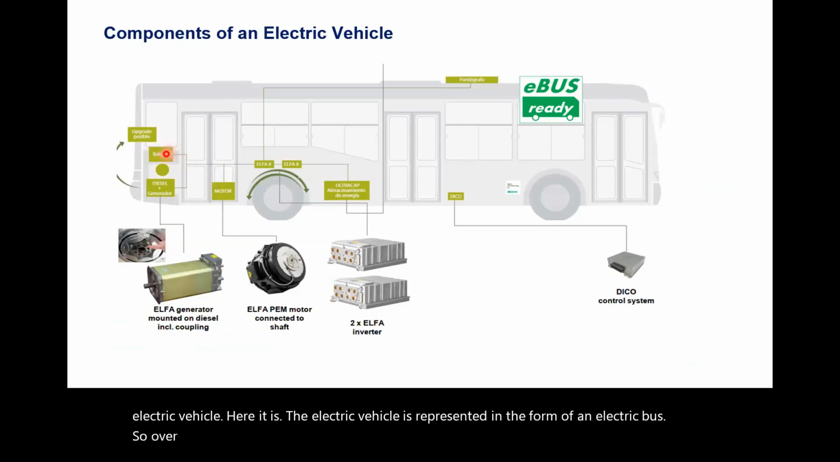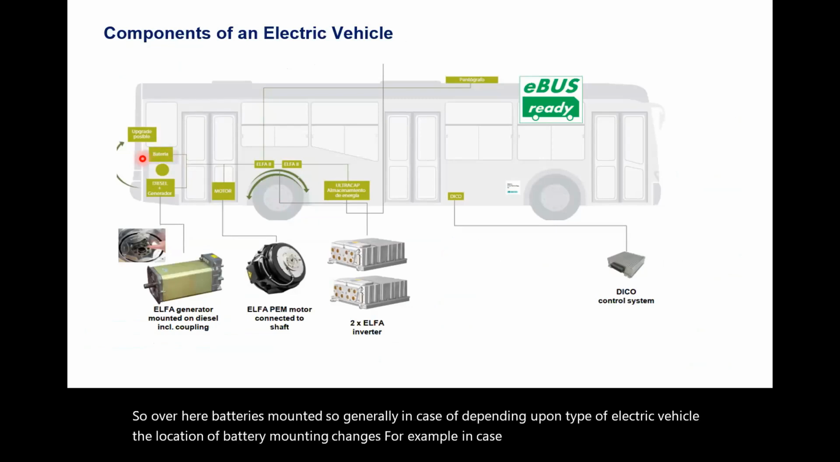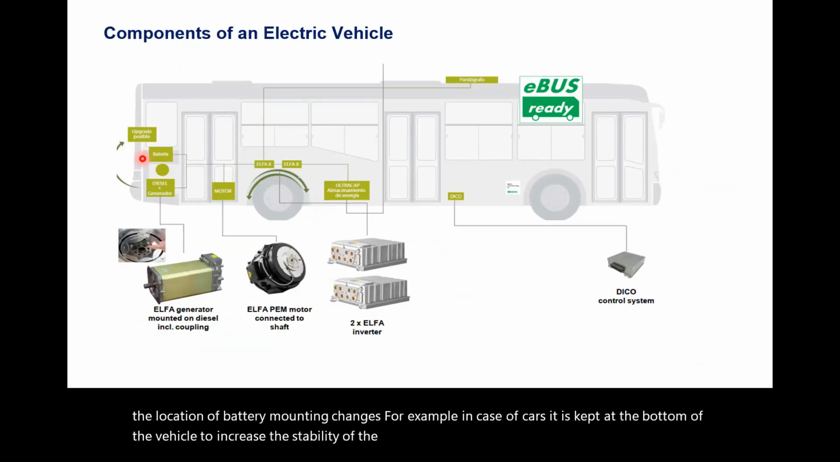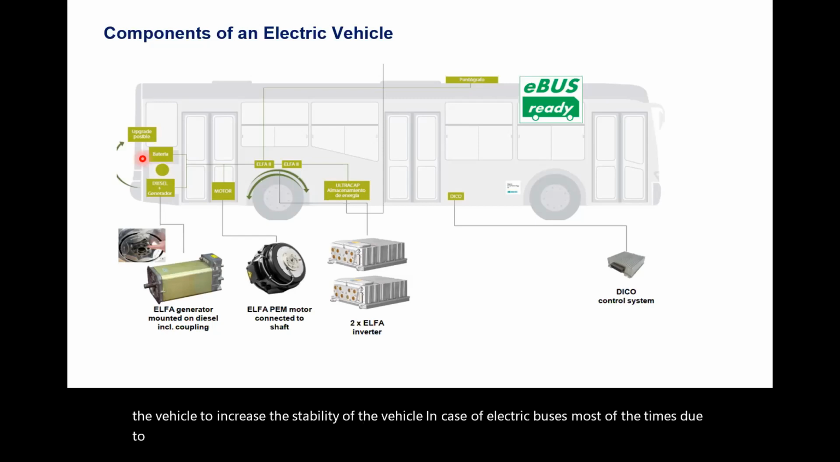Battery mounted. So generally, depending upon the type of electric vehicle, the location of battery mounting changes. For example, in case of cars, it is kept at the bottom of the vehicle to increase the stability of the vehicle. In case of electric buses, most of the times, due to the big size of the battery, it is generally mounted on the top of the bus.